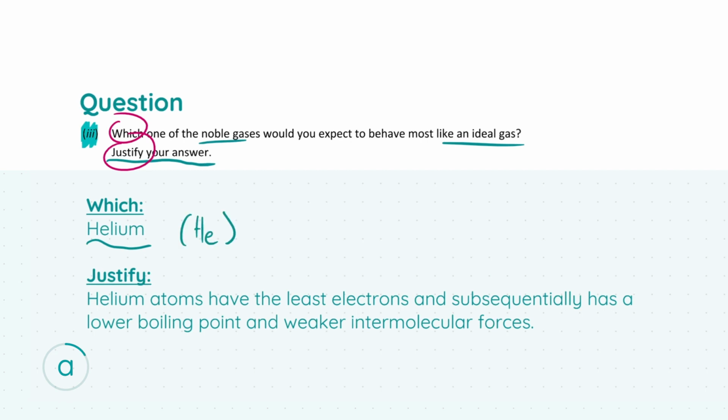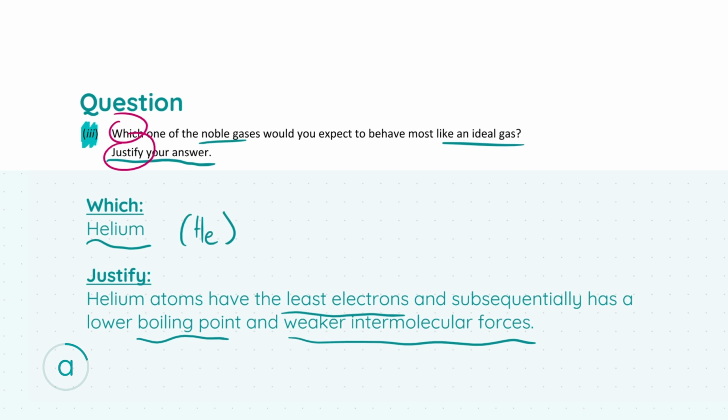And our justification, which is equally as important, is that helium atoms have the least electrons. Subsequently, the element has a lower boiling point and weaker intermolecular forces. And this allows the gas itself to approximate that of an ideal gas more closely than any of the other noble gases. Now, there were several different ways you could approach the justification.